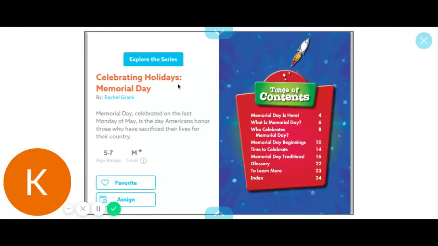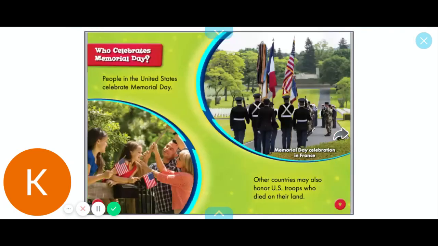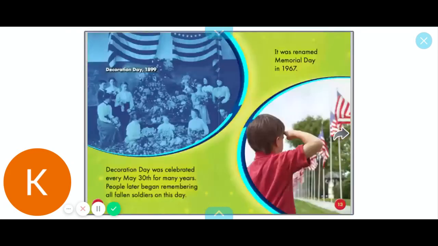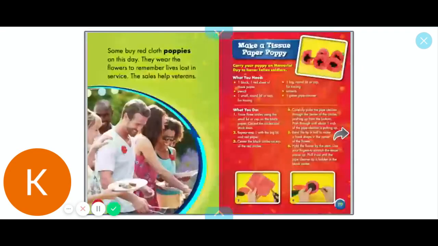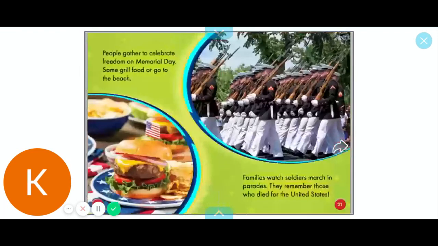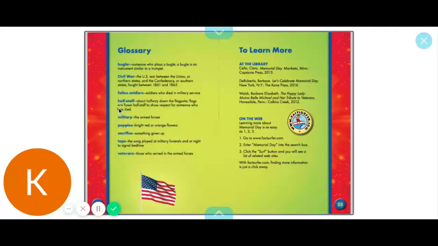I have a book today that I've chosen because Memorial Day is coming in a few days. The title of this book is Celebrating Holidays, Memorial Day. I want to start in the back of this book today because there's words in the glossary that you'll need to understand when you hear them in this book. So we're just going to read those quickly in the back under glossary.